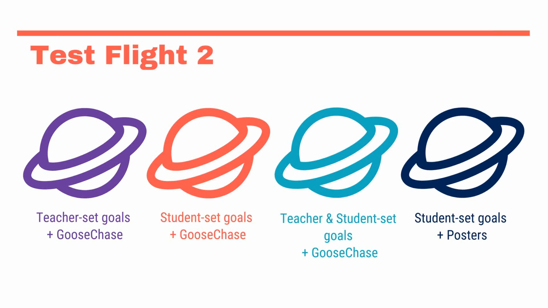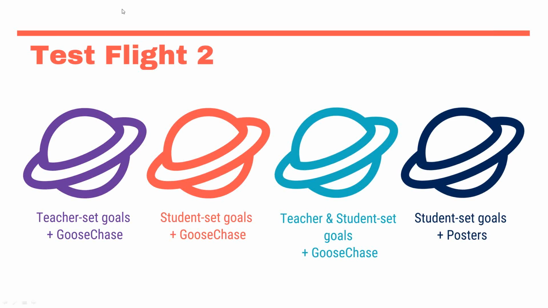We had the 4 different cohorts. For the first one, we wanted to test what would happen if we set the goals and not the students. So we set lots of goals around their course books and English language things that we wanted them to engage with, and things we wanted them to find around Brisbane. We built those missions into one game for them on the GooseChase app.